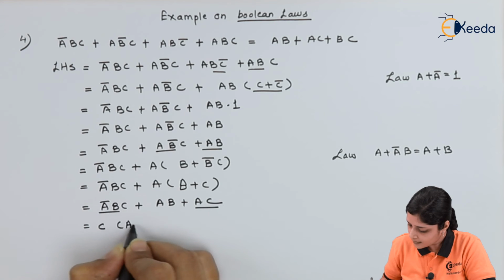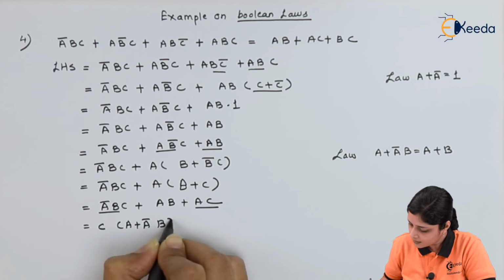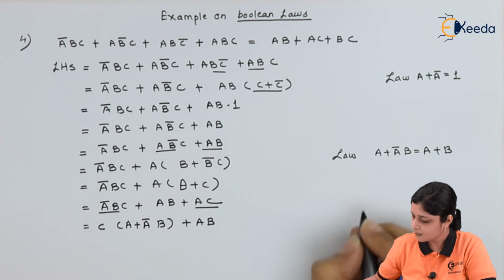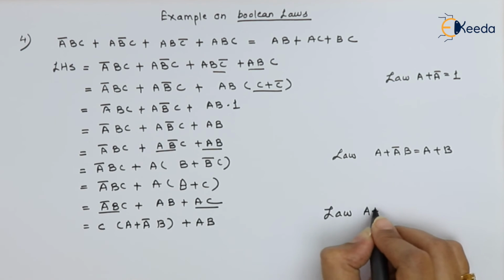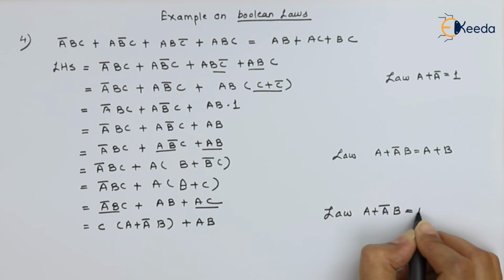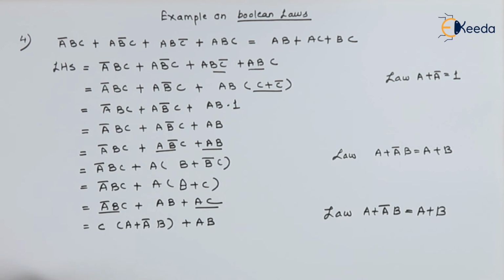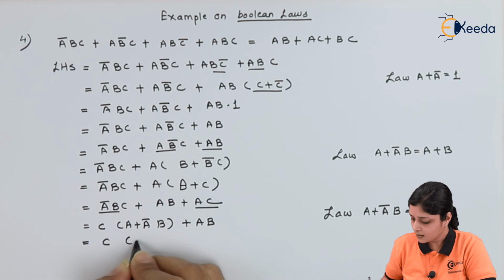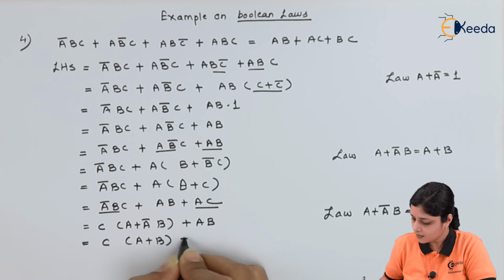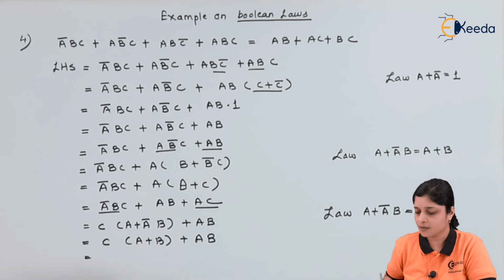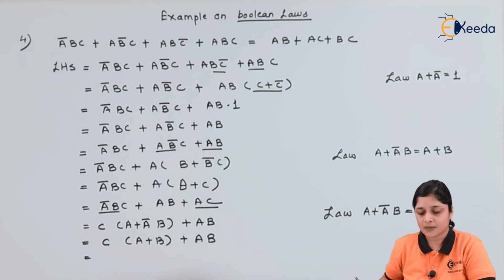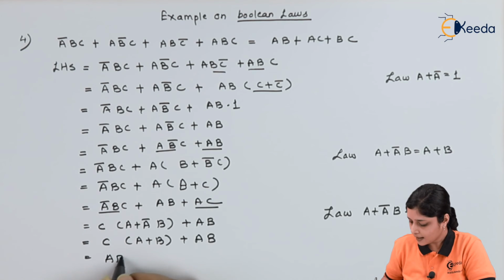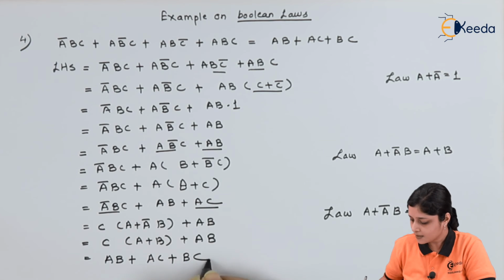C is common, A plus A bar B plus AB. Now which law can you apply? A plus A bar B is equal to A plus B. So C in bracket A plus B plus AB. Now you have to multiply this C to this bracket. You can write AB plus AC plus BC.